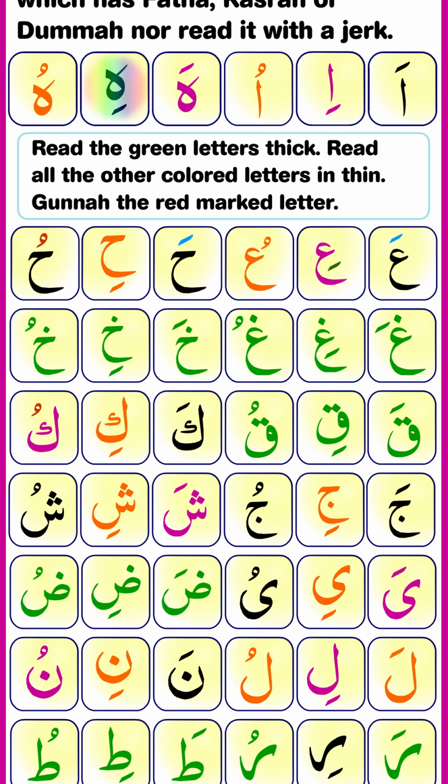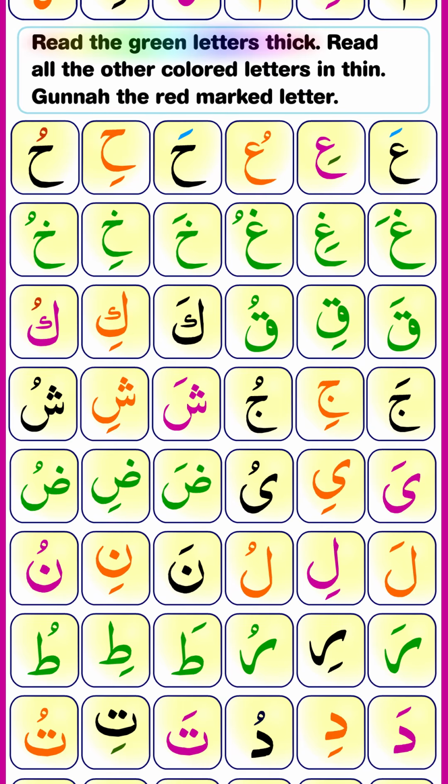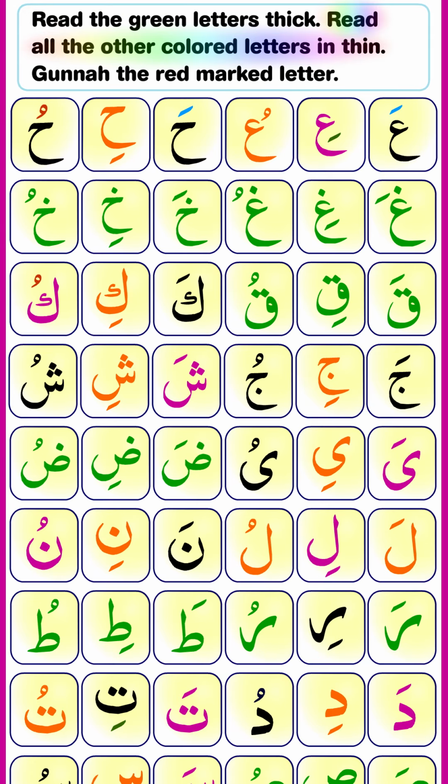Ha zabar ha. Ha zir hi. Ha pesh hu. Read the green letters thick. Read all the other colored letters in thin. Gunna, the red marked letter.